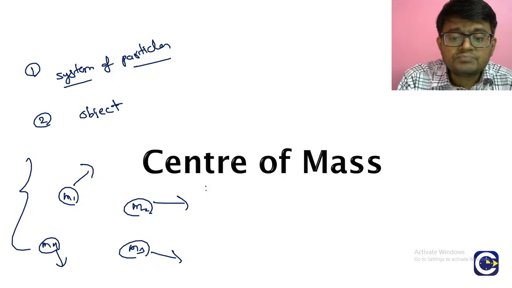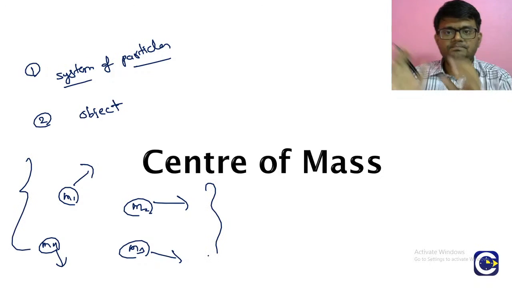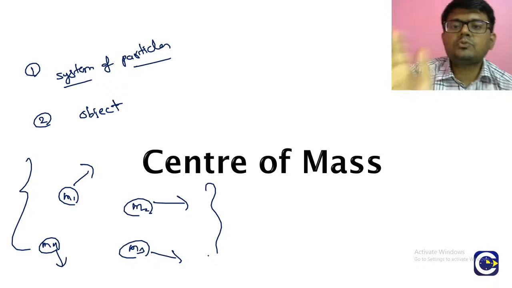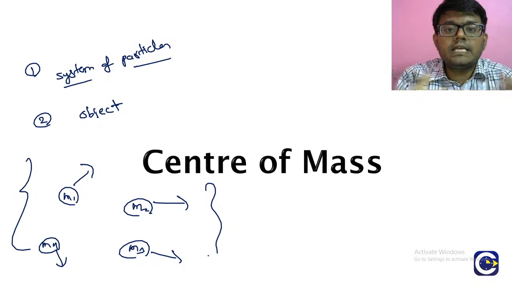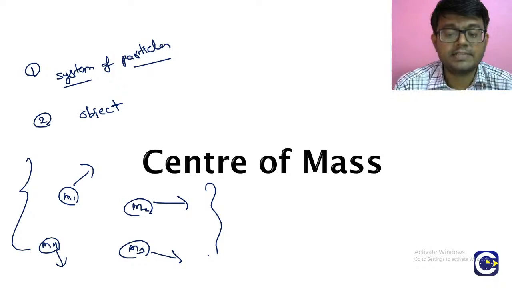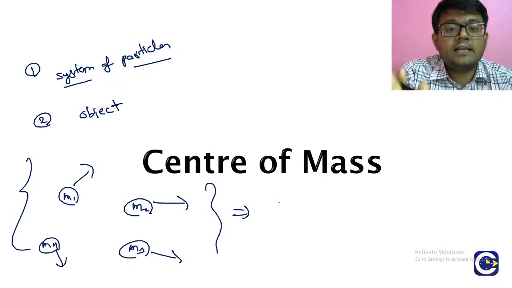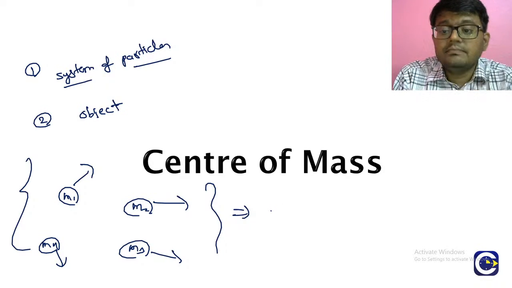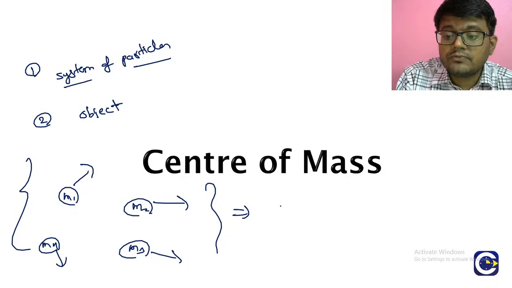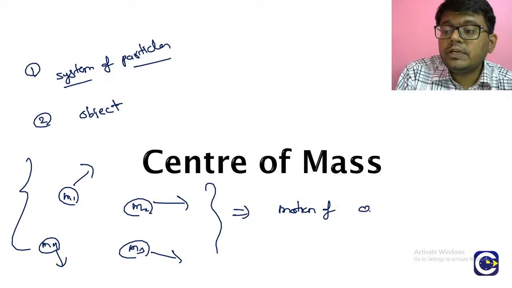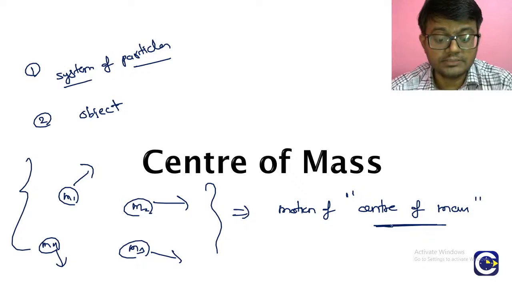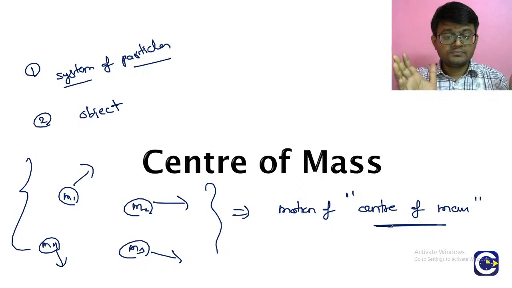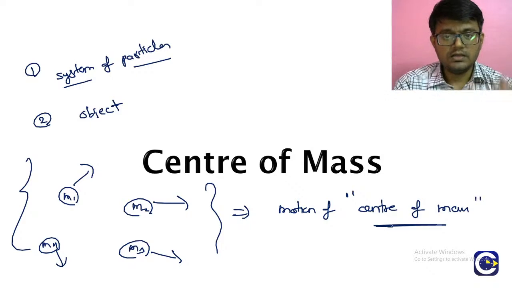Now how do we understand the overall motion? m1 may be moving in one direction, m2 in another, m3 and m4 moving in different ways. The overall motion of the entire system of particles can be studied if we are able to observe the motion of what we call the center of mass. So we'll have to see what the center of mass concept is. We have a system of particles, or even an extended object.